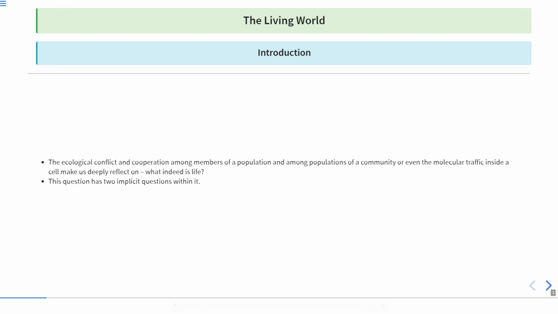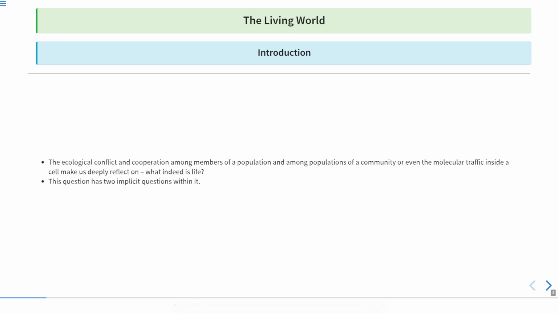Now, the ecological conflict and the cooperation among the members of a population and among the populations of a community, or even the molecular traffic inside a cell, makes us reflect deeply on what indeed is life, right? When we see so many ecological conflicts occurring in the environment, when we see the cooperation among the members of a population, right? So there are so many cooperations going on in a population, which means a group of one particular organism, that is called a population.